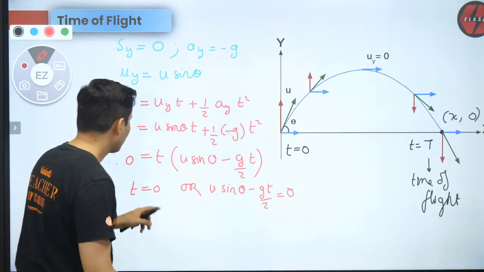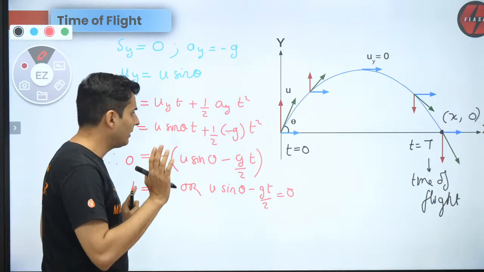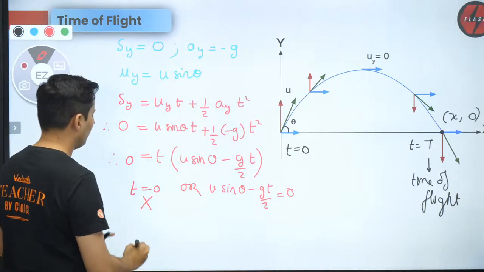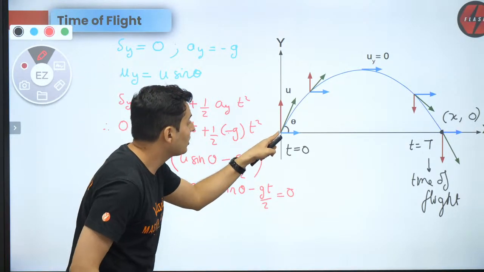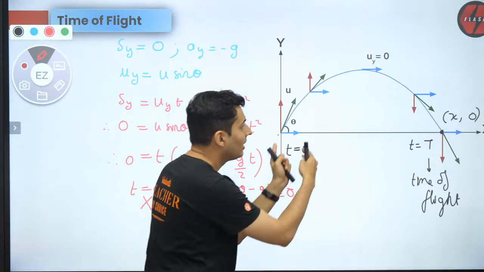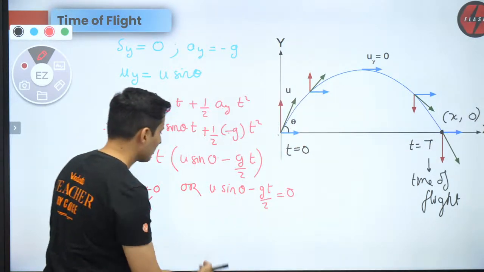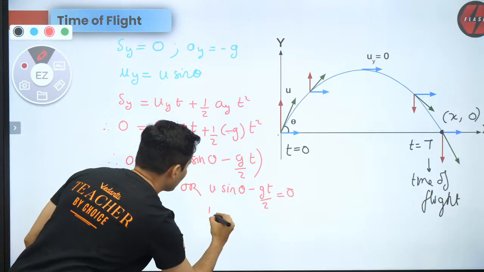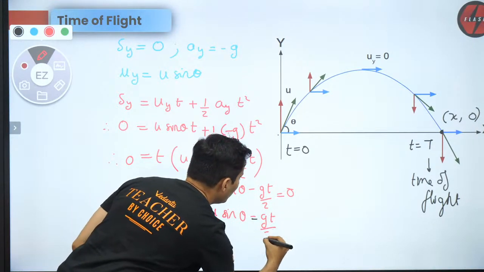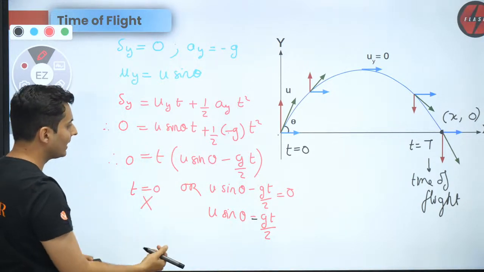Yes, t cannot be zero. No, that's not correct, Devash. T is zero is not what we desire. So I don't care about this. Even at time zero, displacement is zero. Think about it. That is one of the solutions, but I am interested in the other solution. So u sine theta will be gt by 2.